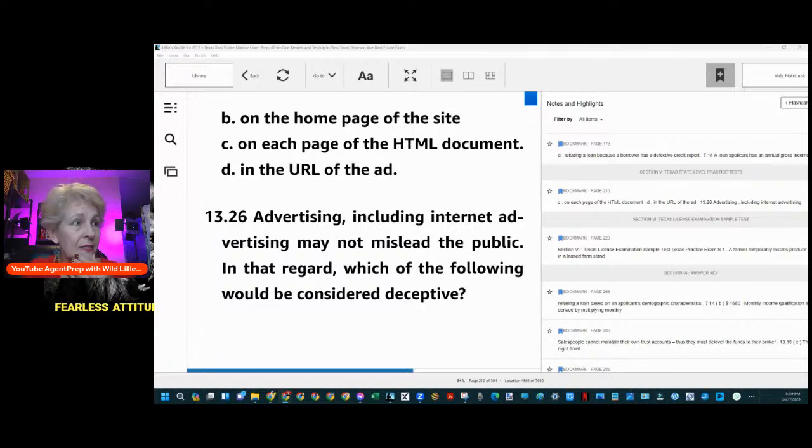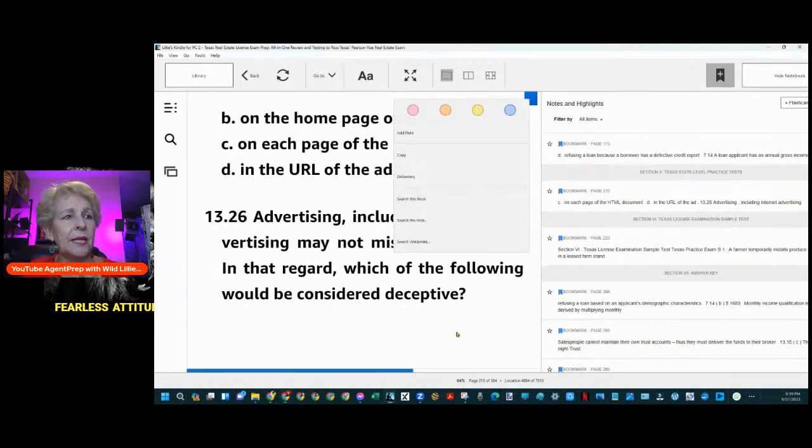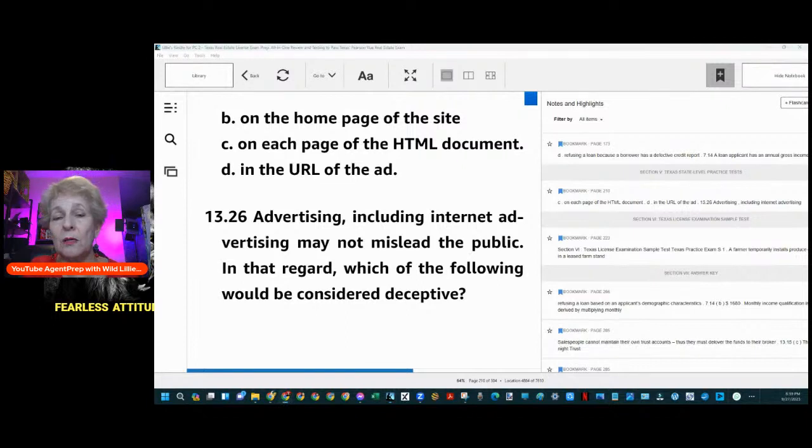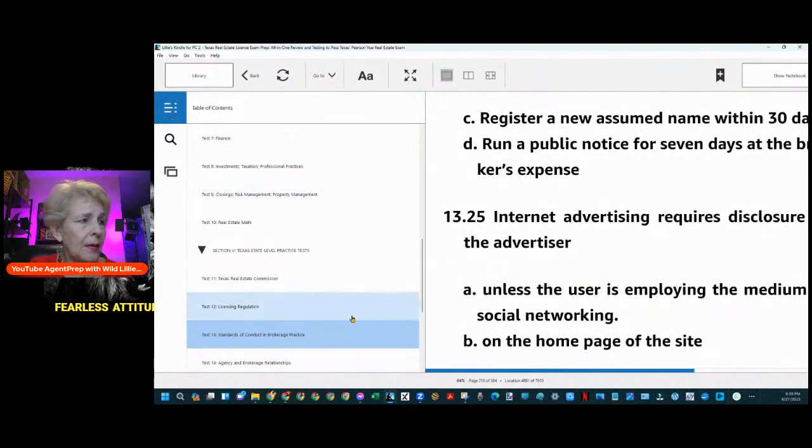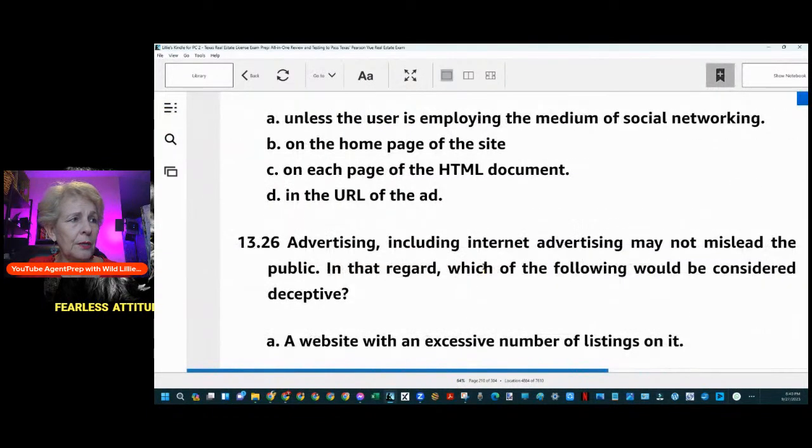All right, so we're going to start out with number 13 on the Texas state. Anybody that's here from national, you're more than welcome to stay. However, we are now reviewing Texas specific questions. Test number 13 has to do with standards of conduct in brokerage services. You see how it's under Section 5, Texas State Level Practice Tests. So that is standards of conduct of brokerage services. Keep that in mind when we're reviewing the questions. And we're starting with number 26.